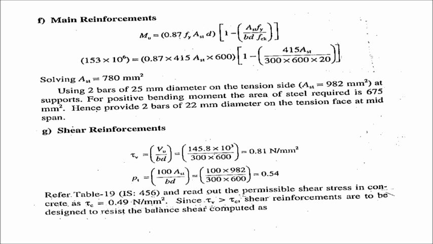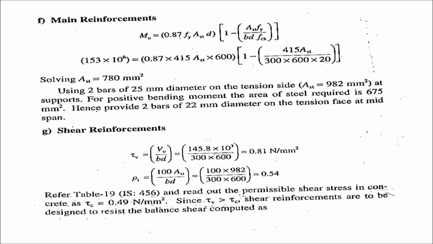Using 2 bars of 25 mm diameter on the tension side, we get Ast of 982 mm square at the supports. For the positive bending moment, the area of steel required is 675 mm square. Hence, provide 2 bars of 22 mm diameter on the tension face at the midspan. The next step is shear reinforcement in the continuous beam.